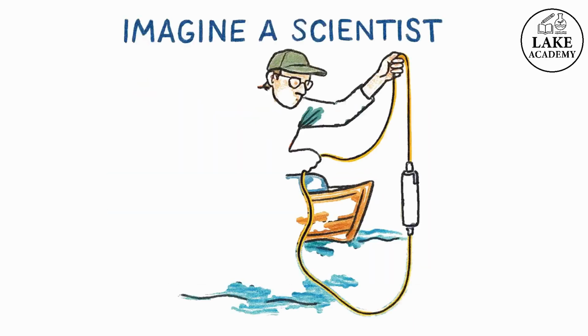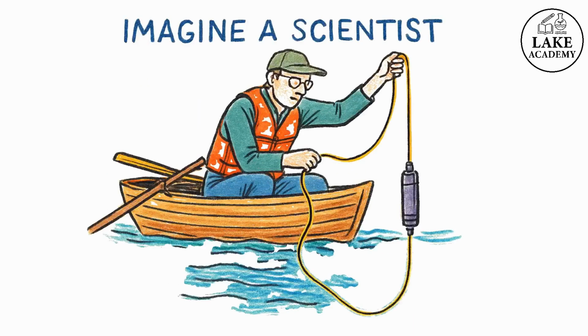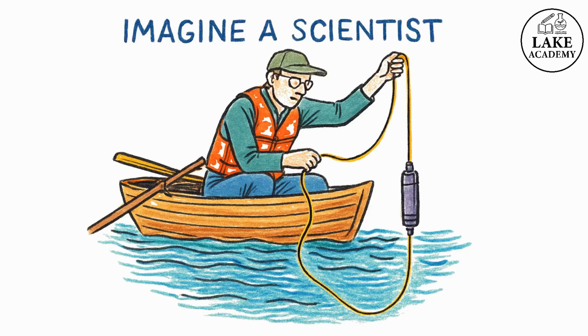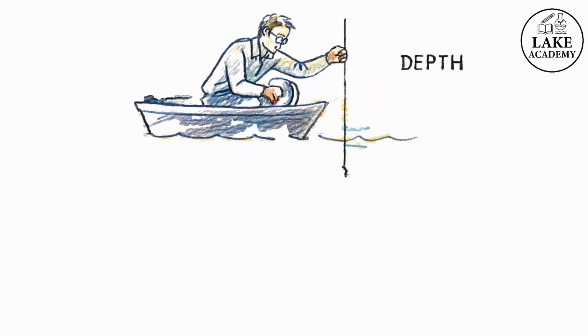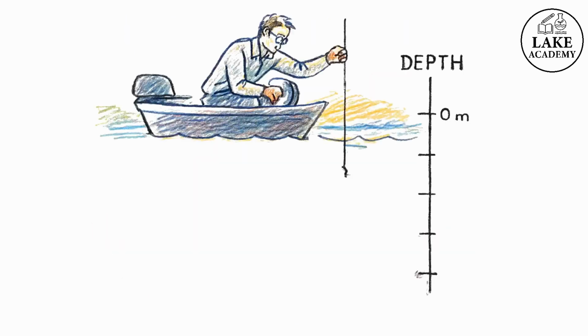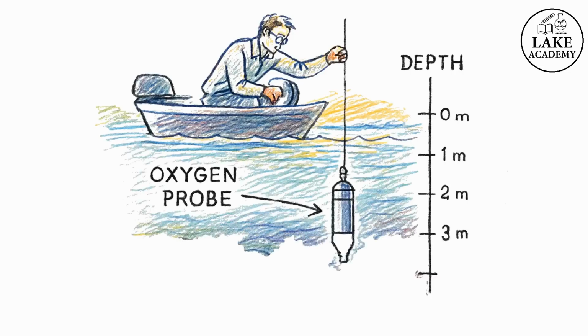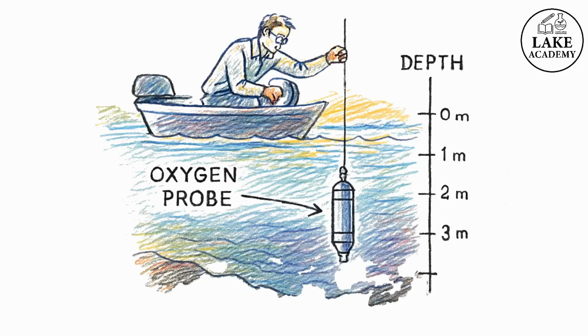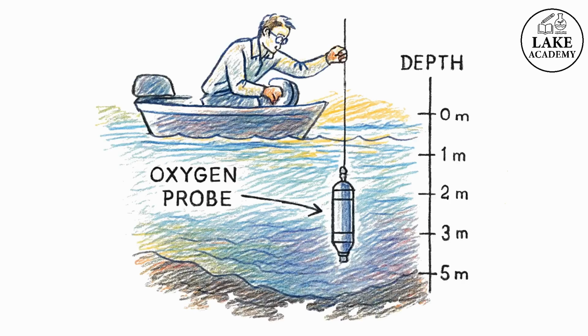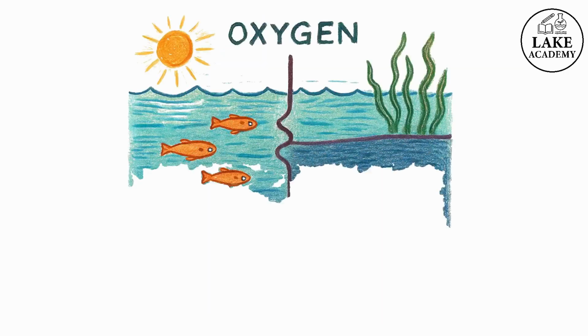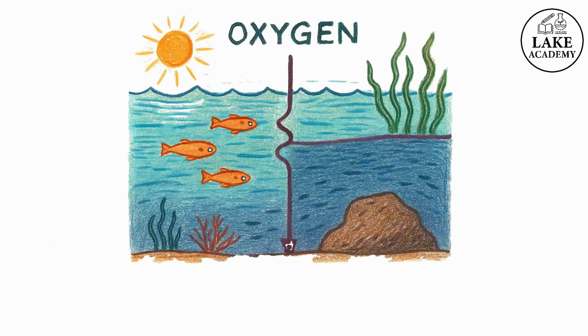Imagine a scientist in a boat lowering a probe on a long cable into the water. This probe, often an optical or electrochemical sensor, takes a reading of the oxygen concentration at different depths, foot by foot, meter by meter, all the way from the shimmering surface to the dark lake bed at the very bottom. This series of measurements creates a vertical snapshot of the lake's breath.